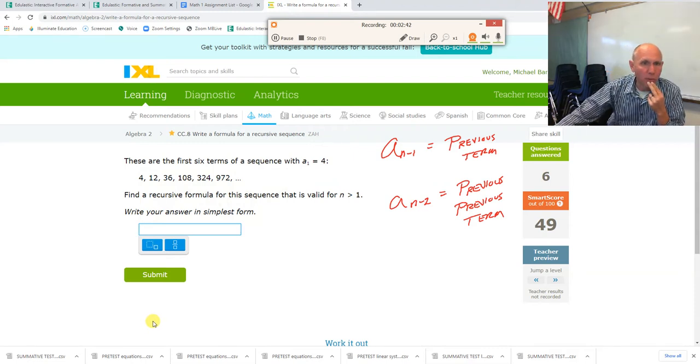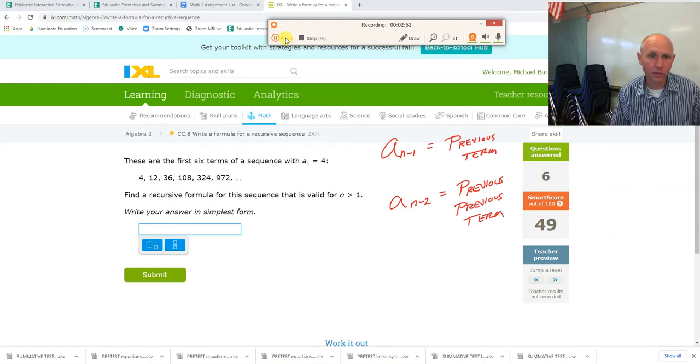Ooh, okay, we actually have to build it this time. This is like previous term times, let me pause it. All right, I am back, and I'm going to try to figure out how to do a recursive formula for this sequence. So what is it saying? It's saying previous term times 3. So what am I doing? Let's draw on this.